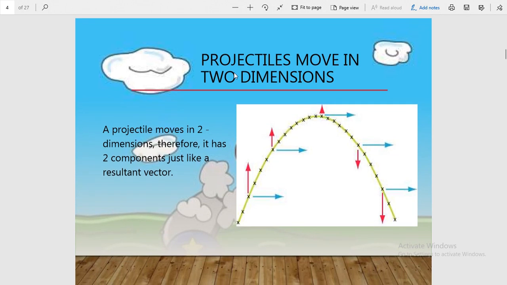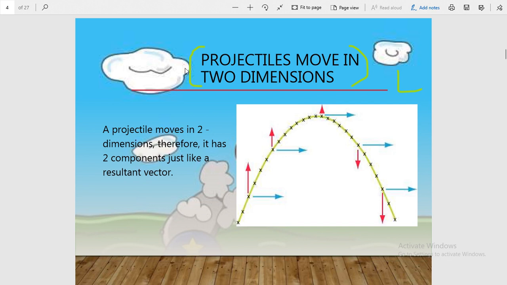Now you can see the most important point about projectiles: projectiles move in 2 dimensions. So these are examples of motion in a plane. Since you know that a plane must have at least 2 axes, or 2 dimensions, circular motion and projectile motion are examples of motion in a plane, because a complete explanation of the characteristics of these motions needs at least 2 coordinate axes. So they are examples of 2-dimensional motion, or motion in a plane.